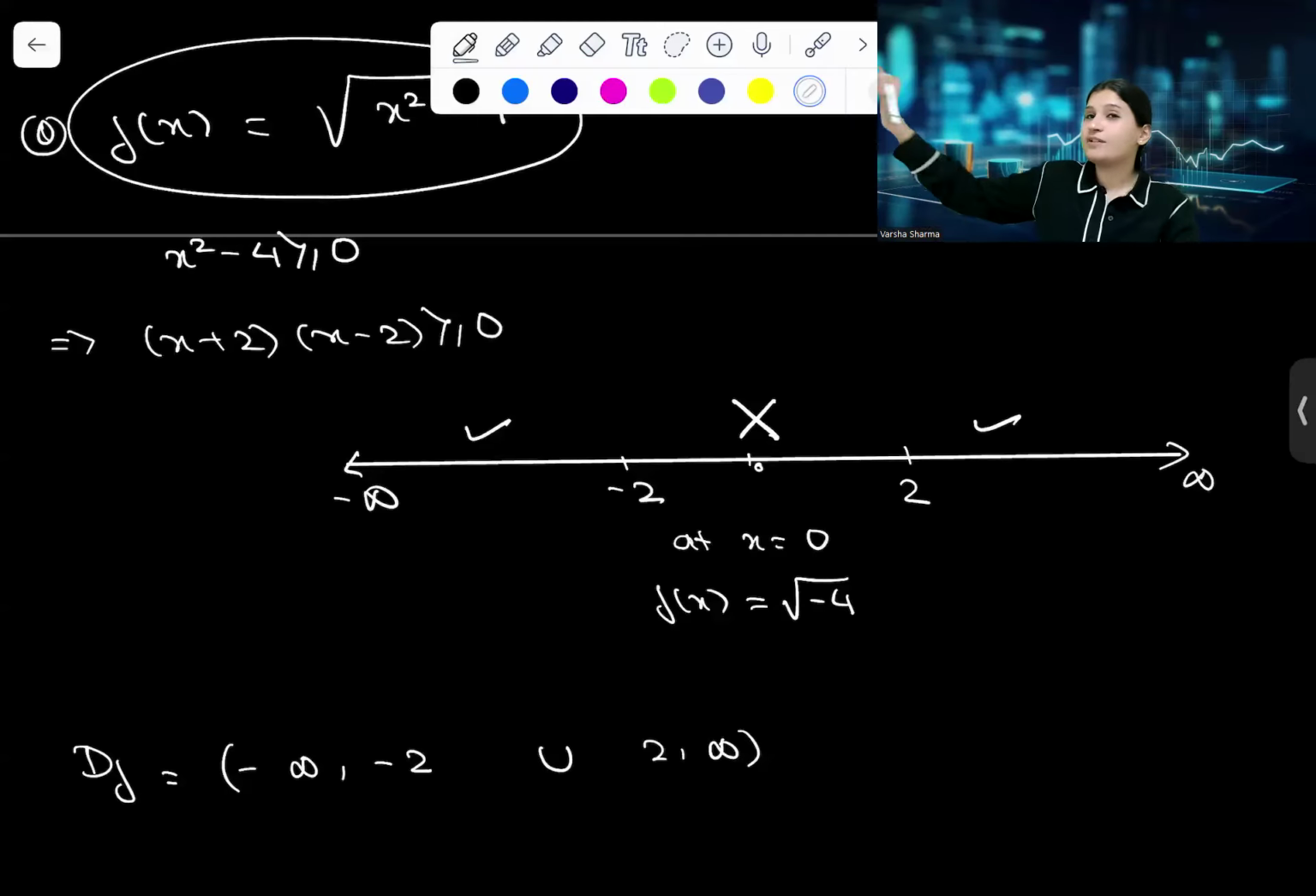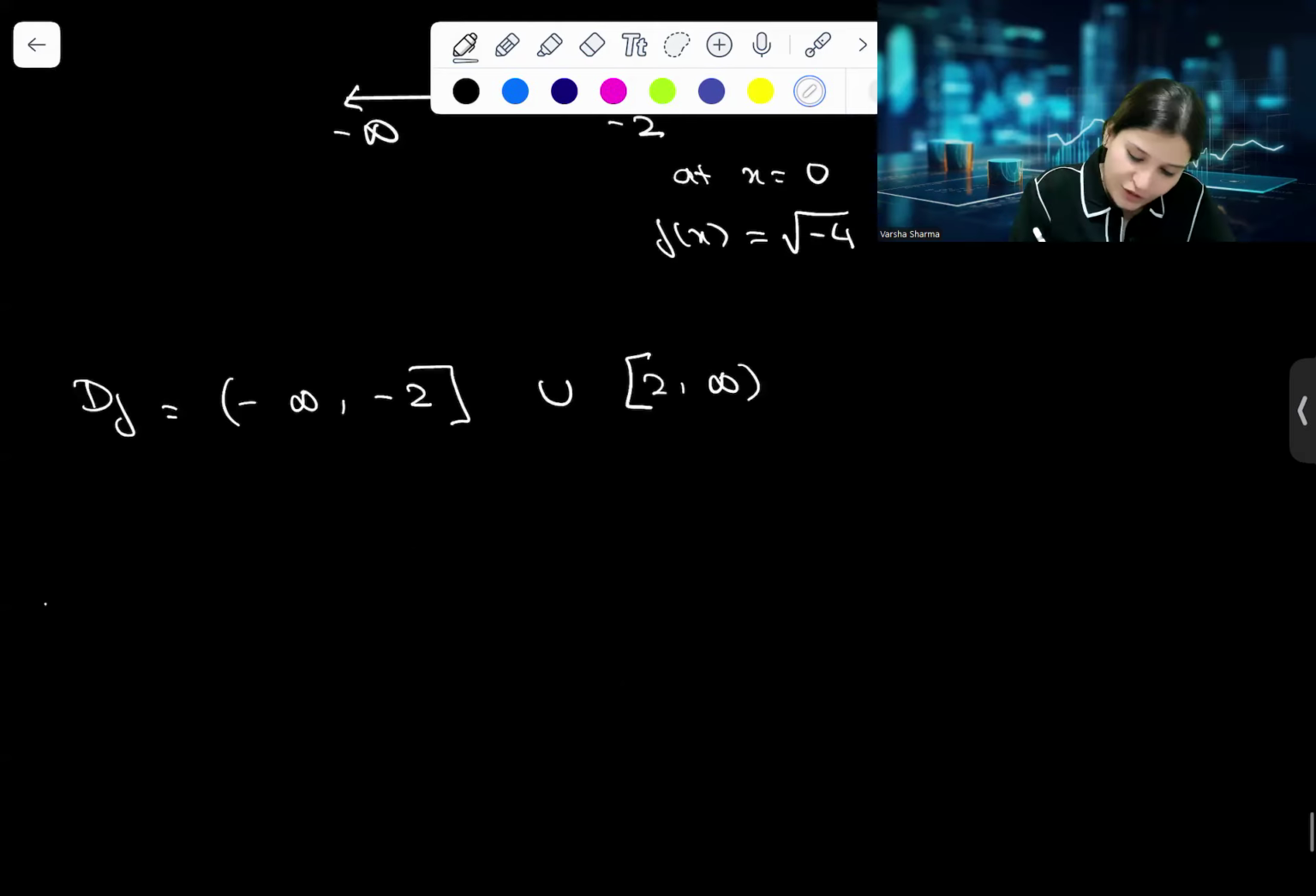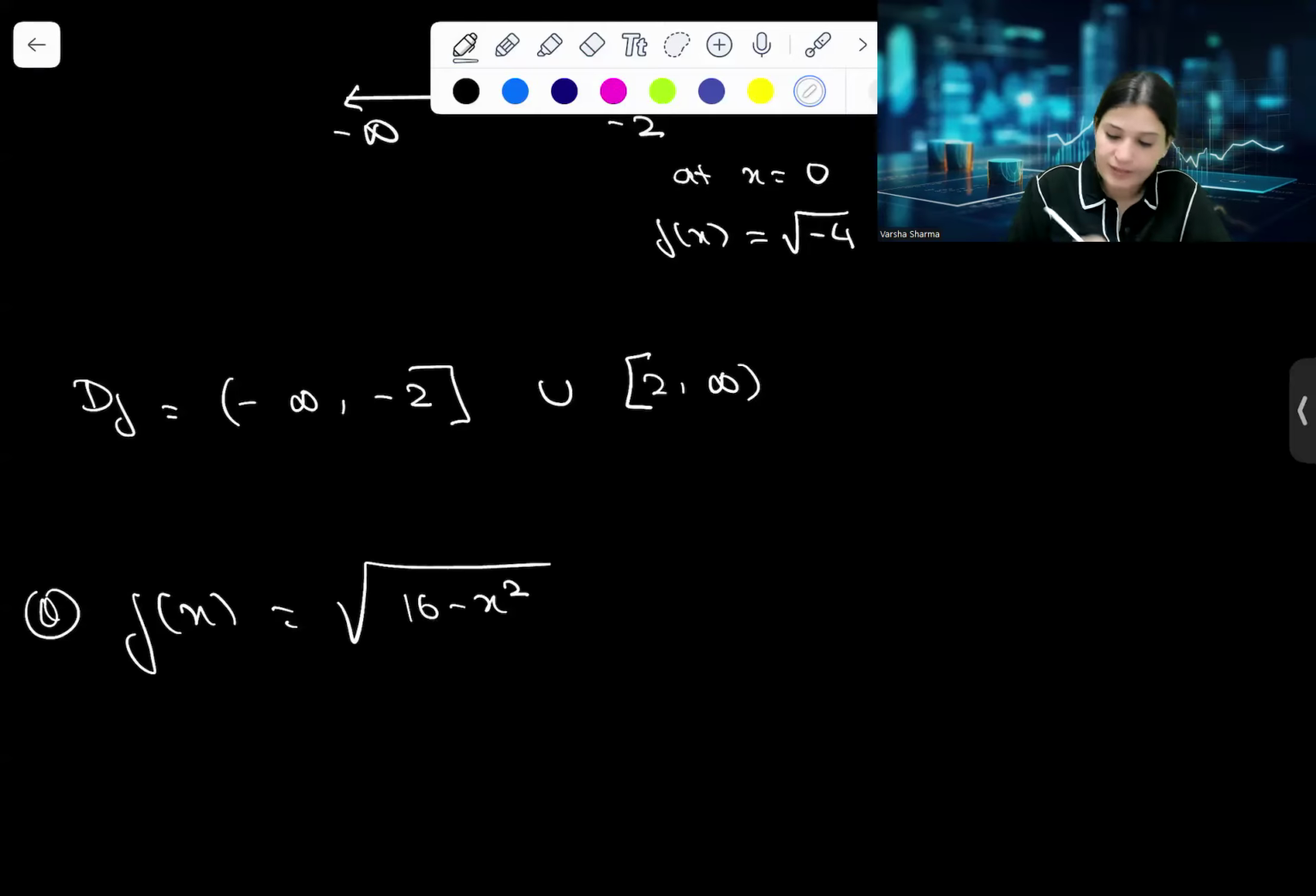Either you take a number from the first portion or you take a number from the third portion. Now, am I allowed to take 2? If I take 2, what happens? Root over 0, I'm okay with it. So take it. Same goes with minus 2. I'm okay with it. Take it. Yes, ma'am. Clear? Yes, ma'am. Suppose my question is the function root over 16 minus x square. Try.